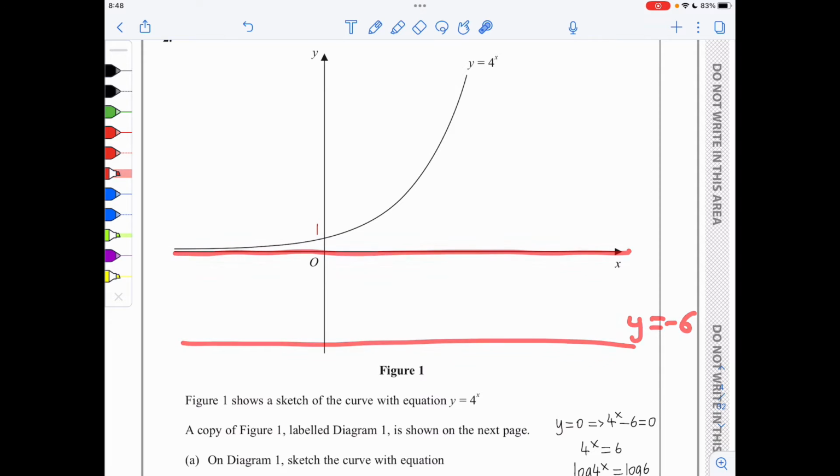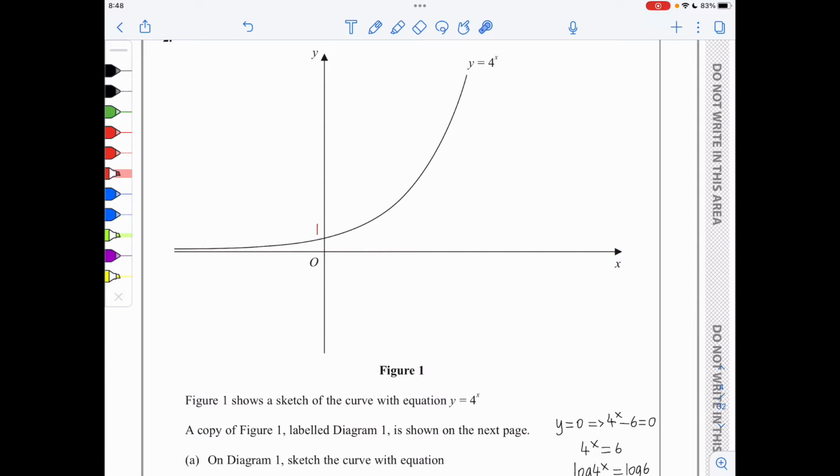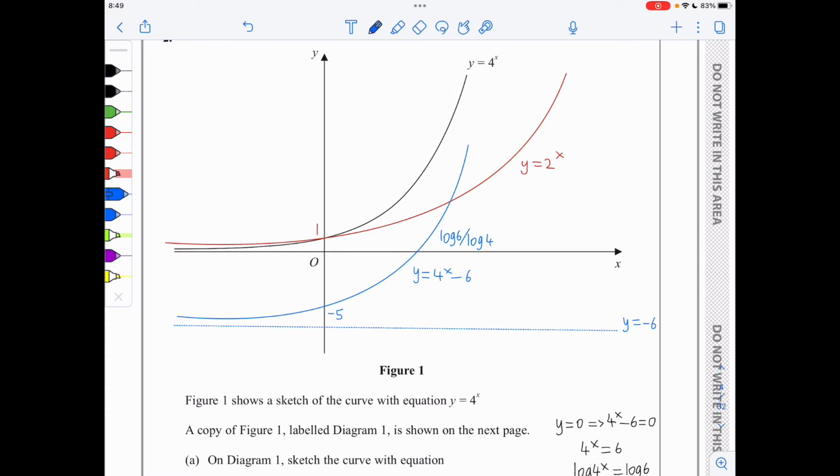So let me draw this and put the cuts on the axes, and let's see whether everything fits in place. There we are. With blue, we've got y is 4 to the x minus 6, the cut on the y-axis at negative 5, the cut on the x-axis at log 6 over log 4, and then y is 2 to the x, cutting the y-axis at 1, being lower than 4 to the x on the positive side because it's increasing at a slower rate, and being above it on the negative side.